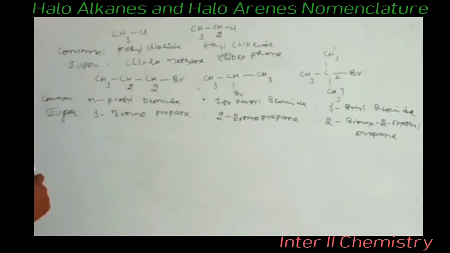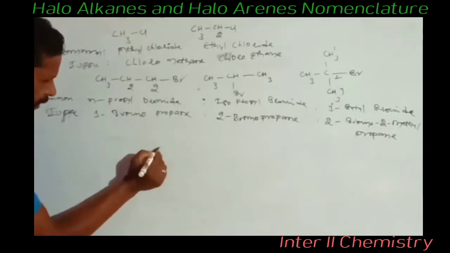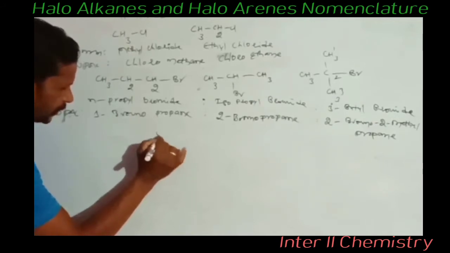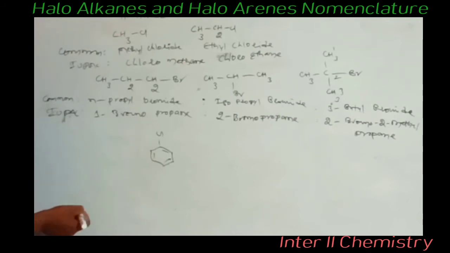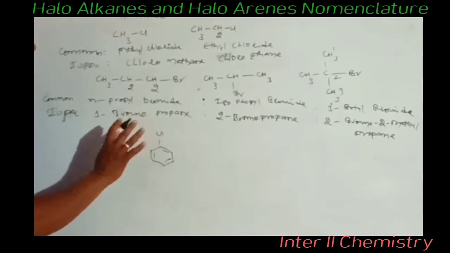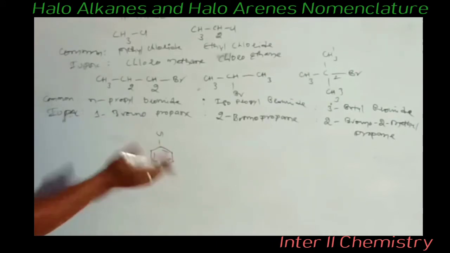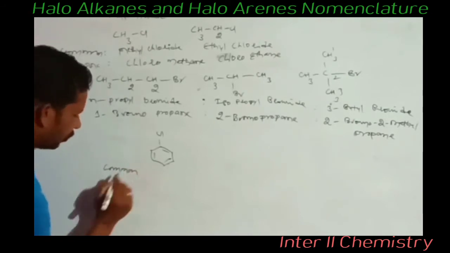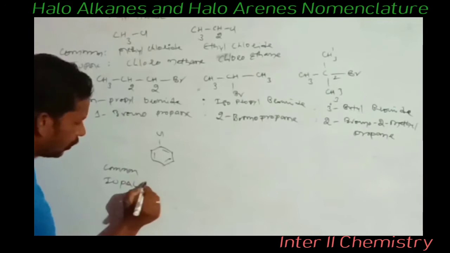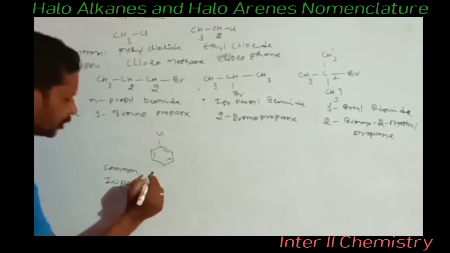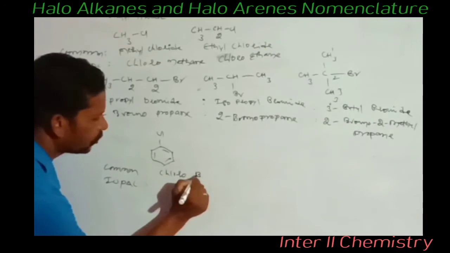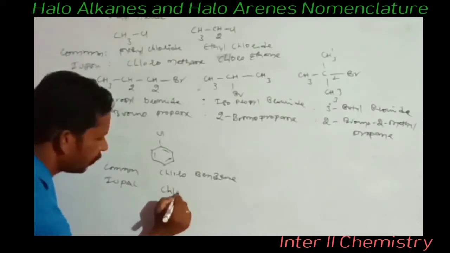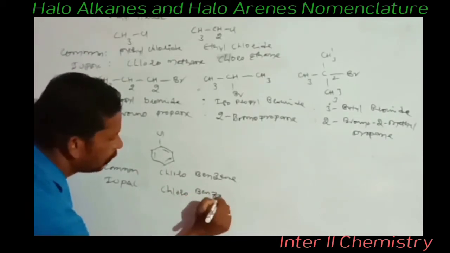Suppose, as an example, I am writing here an aromatic ring and a halogen. Suppose it is chlorine. So what name can we give for this? There is no difference here; the common method and the IUPAC method are both the same. So I am writing the common method first. What is the name of this compound? In the common method it is called chlorobenzene. In the IUPAC method also you can write chlorobenzene. So there is no difference.